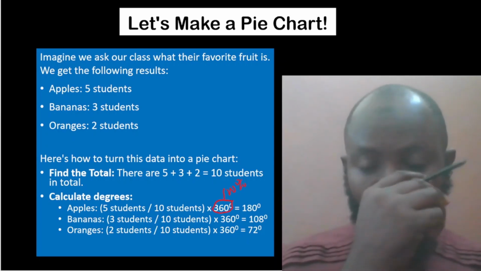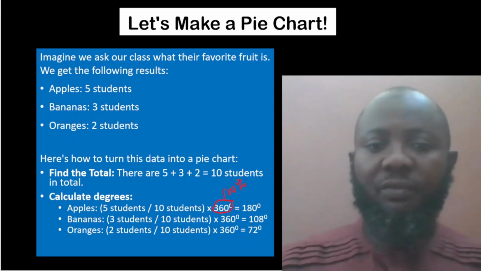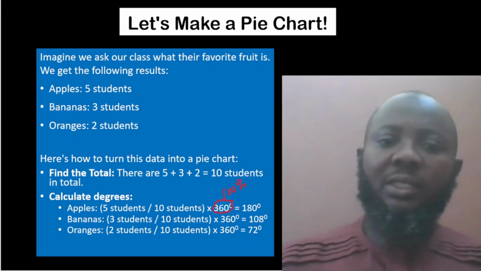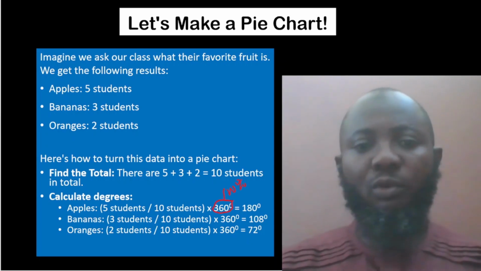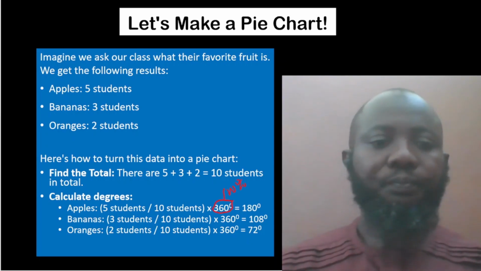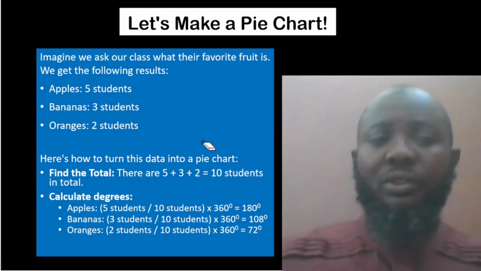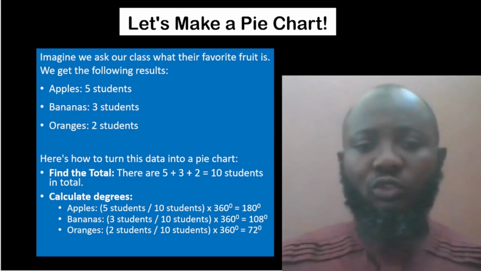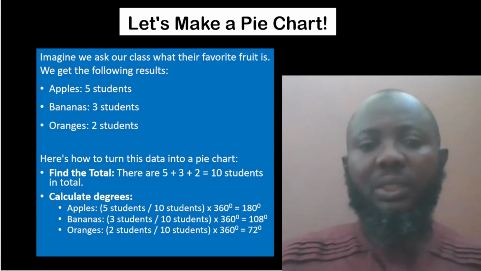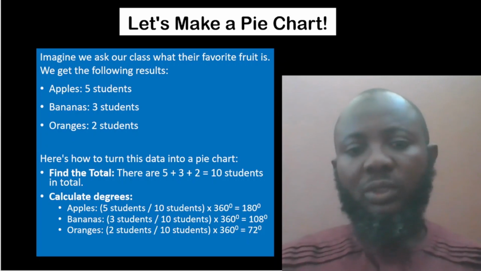This is going to be percentage. But at the end of the day, when you add all the percentages together, it must give you what? 100%. But in this case, we are looking at degrees. We want to convert it to degrees. So after converting to degrees, that's when we can then draw the pie chart. So that's how you do this one.